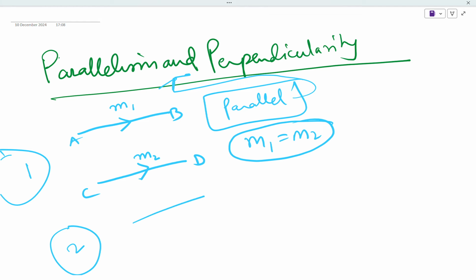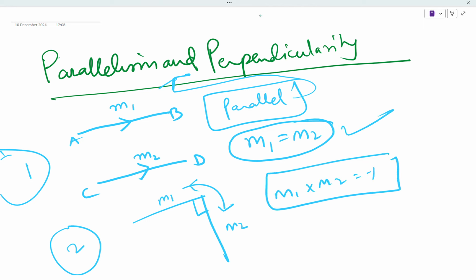Similarly, the second case is if there are two lines which are at 90 degrees, or perpendicular, to each other, and one has a slope m1 and the other has a slope m2, then the relationship between them is m1 multiplied by m2 is minus 1. So these are the two key concepts that you must remember while solving questions from this chapter. I think we have discussed all the different concepts for this chapter on equation of a straight line.